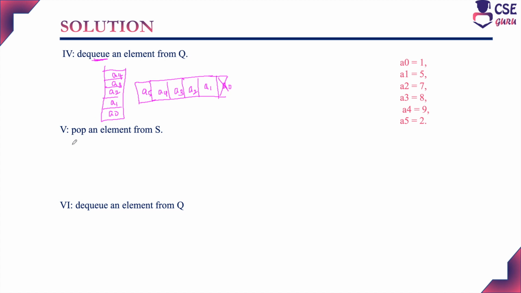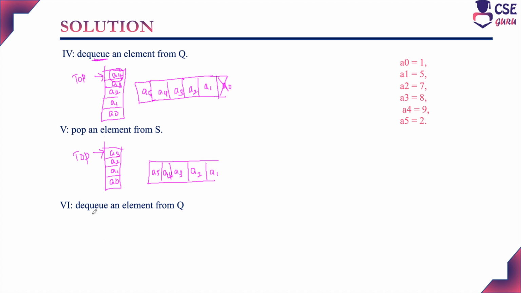Next, fifth operation, pop an element from S. If you want to pop an element, what is the top element of the stack? That will be popped. So the top element of the stack is A4. If you are popping A4, the remaining elements in the stack will be A0, A1, A2 and A3. Now the top element will point to A3. And there is no change in Q: that is A5, A4, A3, A2, A1 and A0, where A0 we already deleted in the fourth operation. So now this is the status of stack and this is the status of Q.